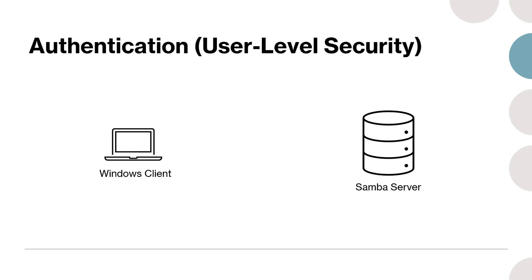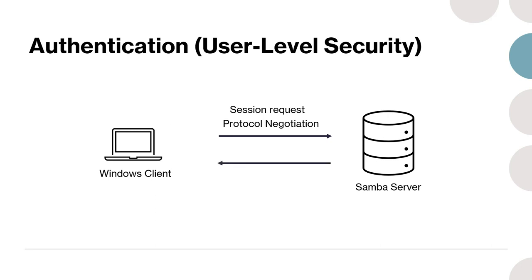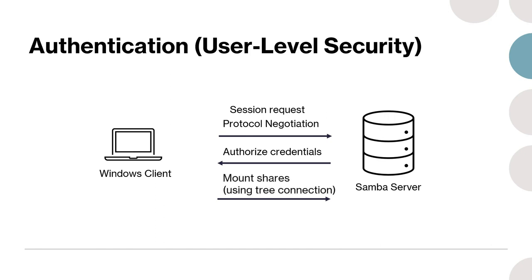Samba by default operates authentication using user-level security. The client sends a session setup request directly following protocol negotiation, which includes username and password. If the server accepts the username credentials, the client expects to be able to mount shares using a tree connection without further specifying a password.